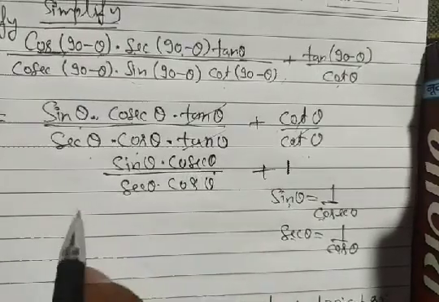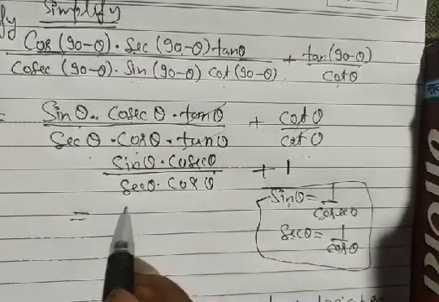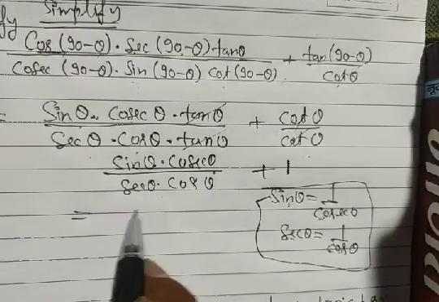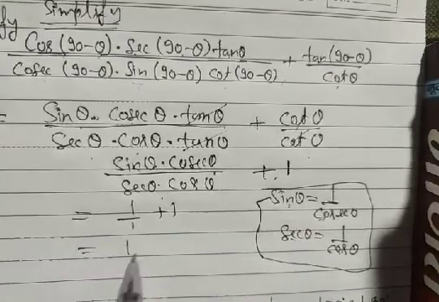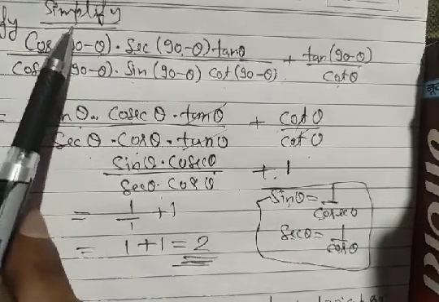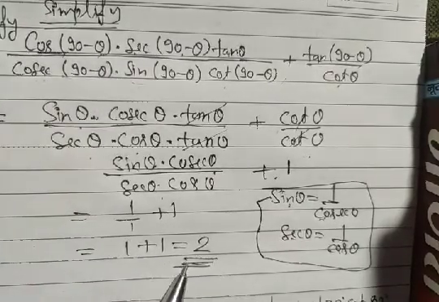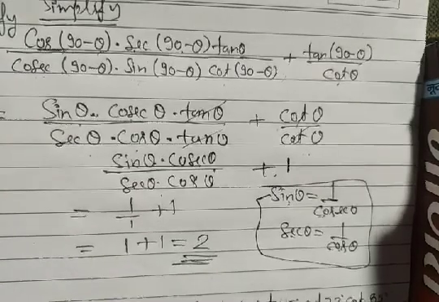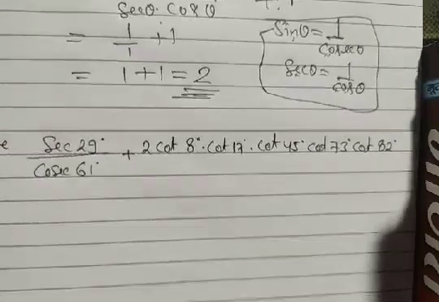Then here we get 1 by using this identity. Here we get 1, here also we get 1. Then 1 by 1, and this is plus 1. Now what do we have? 1 by 1 is 1, and 1 plus 1 is equal to 2. This is the simplified value of this problem. What is its value? It's equal to 2. Now we move to our next problem.